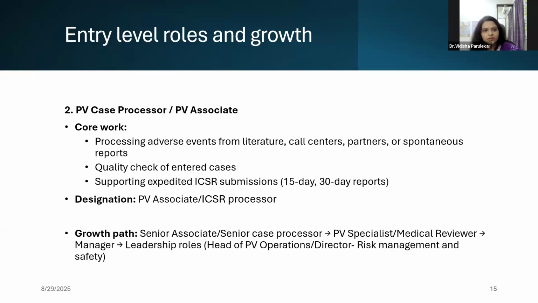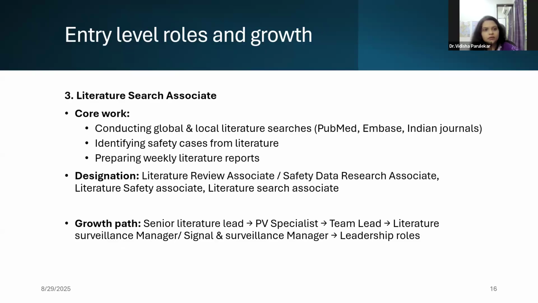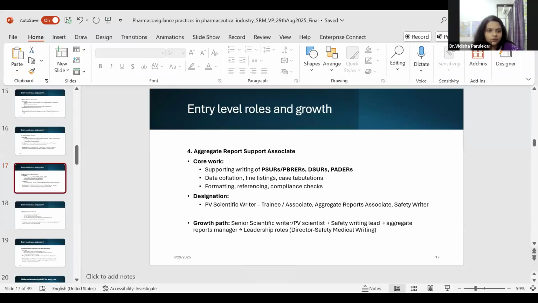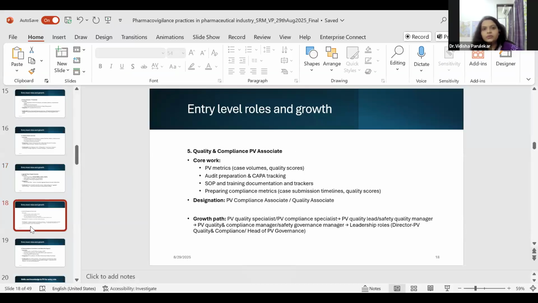Okay. So these are the different roles, and these are the same in the BPOs, not the last one, but 1, 2, 3, literature and aggregate support. These are more or less the same, and the quality one also. So what you do is you check what the other designations for these particular roles are. What is that similar role called in PV, in MNC, in Indian BPO, CROs? Because if you have that term, then only you can make your search relevant to these roles.